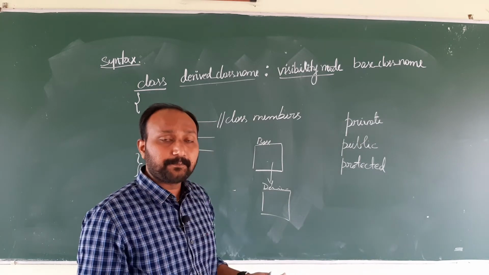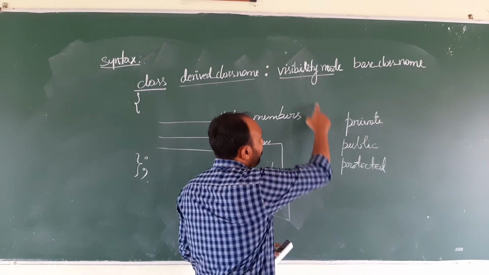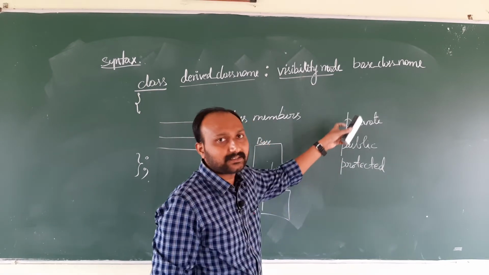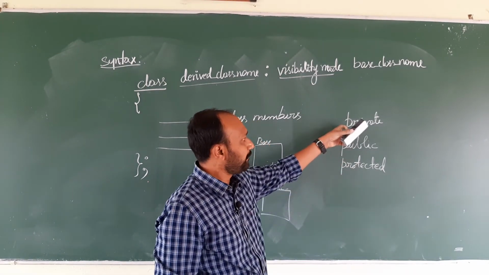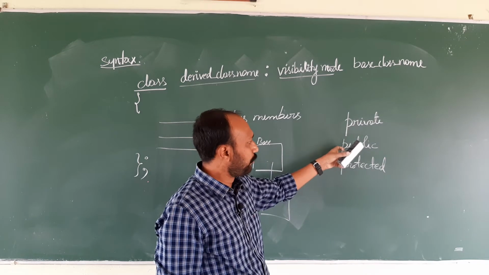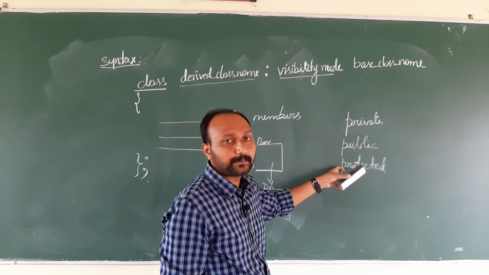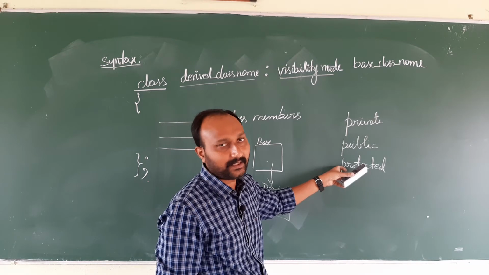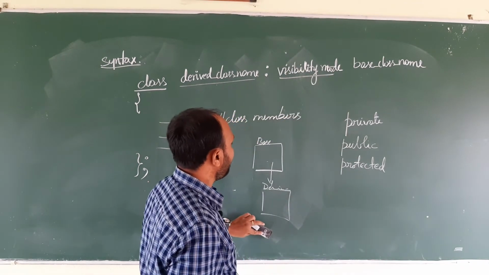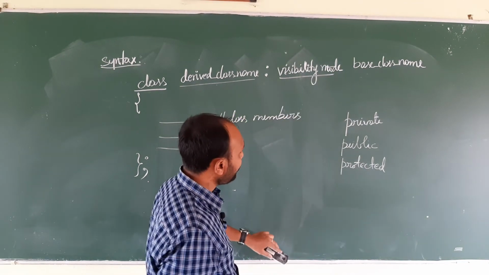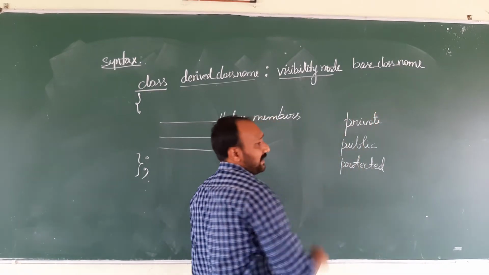How are you going to impose these conditions? Depending upon the visibility mode. So, there are three visibility modes. You can go with private inheritance, public inheritance, or else protected inheritance. So, this is what visibility mode means. Next, followed by the base class name.